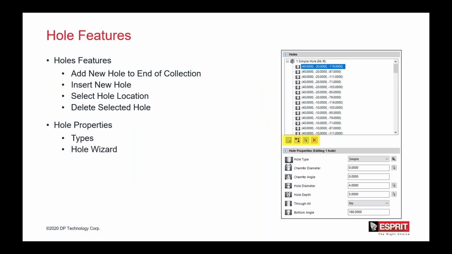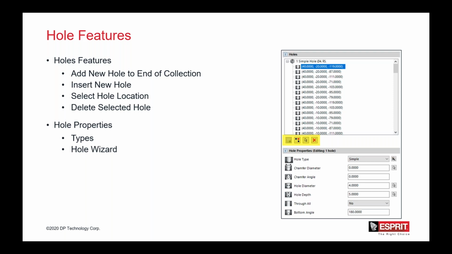So another great function here is going to be called the hole feature function, and it's a way to manipulate and control your hole features. So here you can add new holes to the end of the collection. You can insert new holes into already existing hole features. You can delete holes. You can also manually move them around. And you can also control the hole properties of those holes.